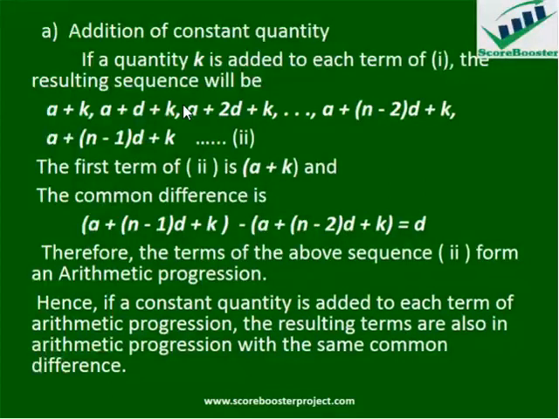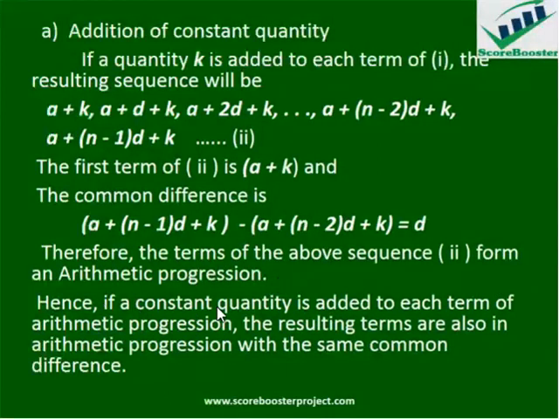A plus D plus k minus A plus k will give D. Also, A plus 2D plus k minus A plus D plus k will also give D. And also, A plus n minus 1 D plus k minus A plus n minus 2 D plus k will give D. So since it has a unique difference, therefore the terms of the above sequence 2, that is the sequence you generate when you add a constant quantity to each term of an arithmetic progression, also form an arithmetic progression.